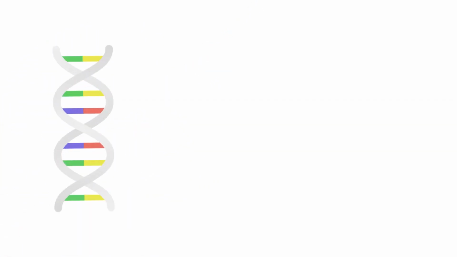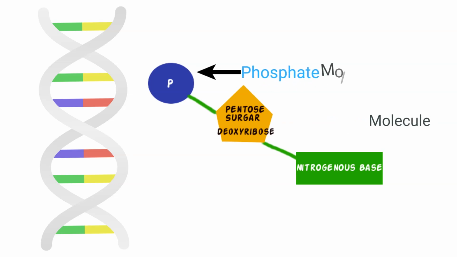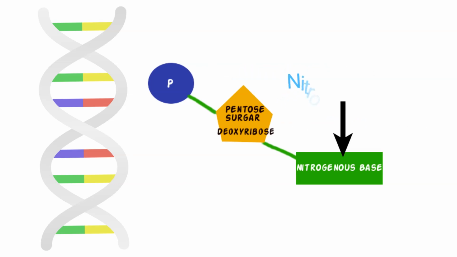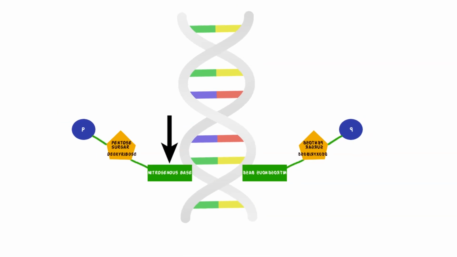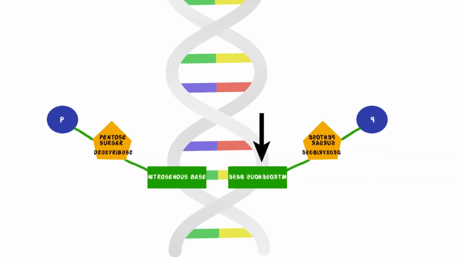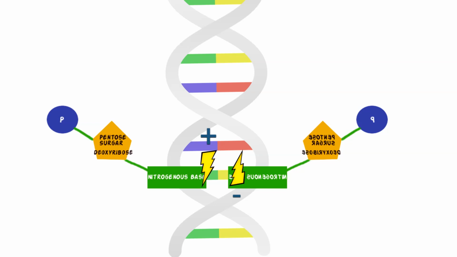So now, DNA is made up of a sugar-phosphate backbone, which is a sugar molecule attached to a phosphate molecule, and it holds a nitrogen base. This combination is called a nucleotide. When a nucleotide's nitrogen base is connected to another nucleotide's nitrogen base, we get a base pair. Base pairs are made of two nitrogen bases connected by positive and negative electrostatic attraction that we call a hydrogen bond. This hydrogen bond holds the DNA together like a zipper.